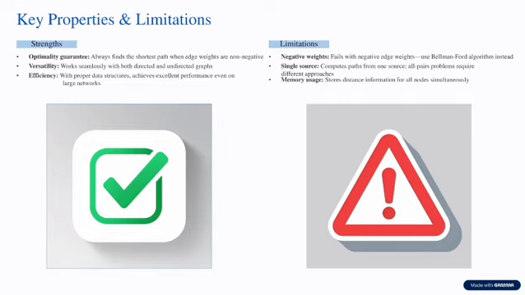Let's see the limitations. First is negative weights. Dijkstra's algorithm fails if the graph contains negative edge weights, because it assumes that once a node is visited, the shortest distance is finalized. So for graphs with negative weights, we can use the Bellman-Ford algorithm instead. Single source only. It computes the shortest path from one source node at a time. So to find all the shortest paths, another algorithm like the Floyd-Warshall algorithm or repeated Dijkstra runs are needed.